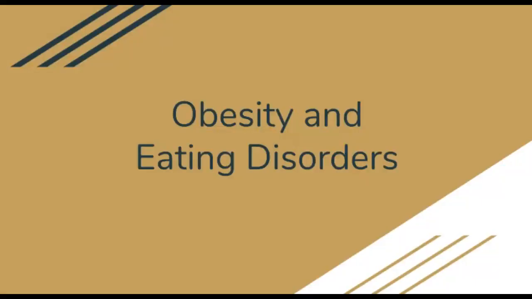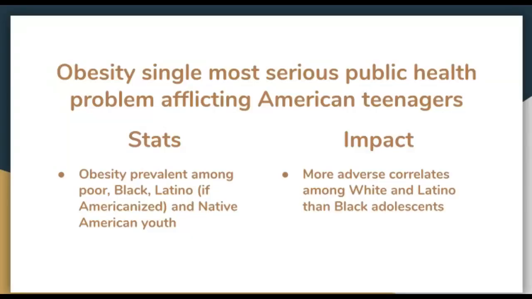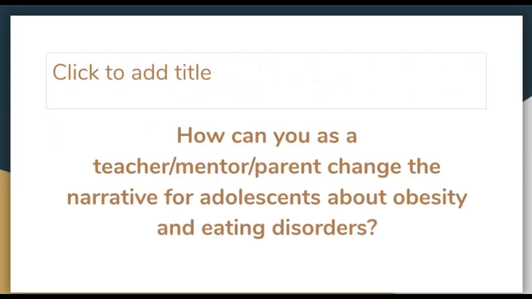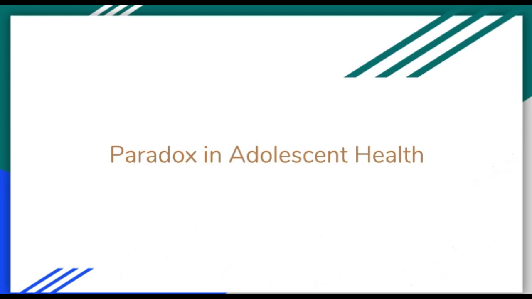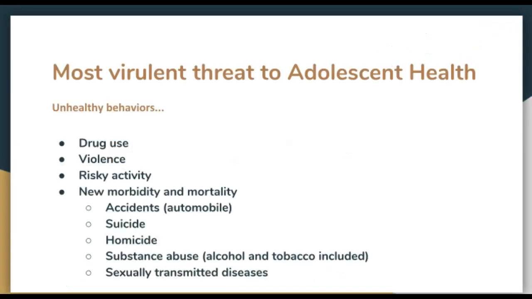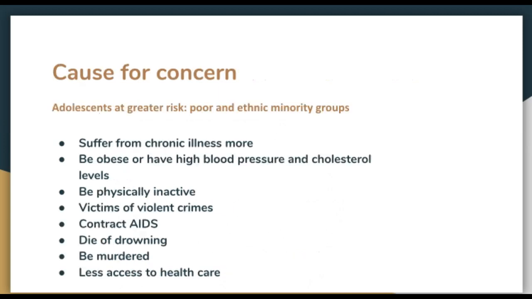When looking at obesity and eating disorders, I want you to consider how the statistics in the United States don't match the impact it has on teenagers. How is this possible? Consider what you would do to help adolescents think differently about these topics. And as we continue looking at health issues, I want you to explore the issue of equity. The textbook brings up what seems to be a paradox in some health among adolescents. The research cites unhealthy behaviors as rampant among poor and ethnic minority students.